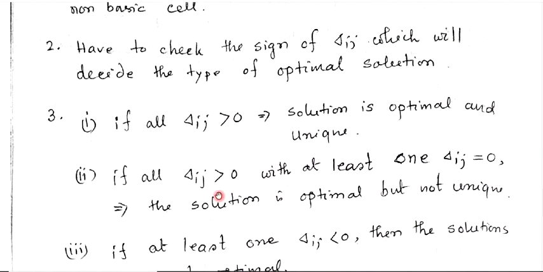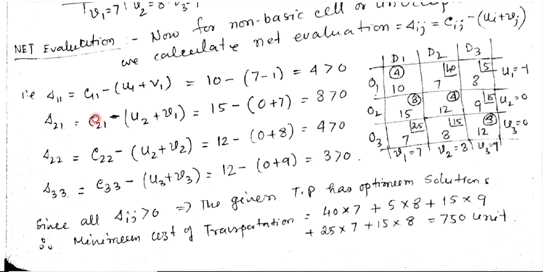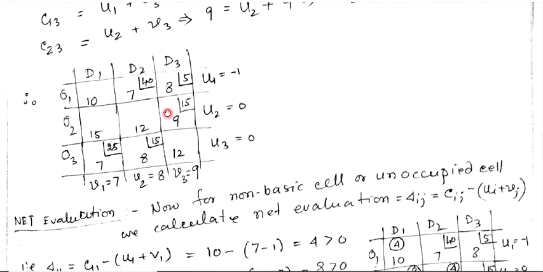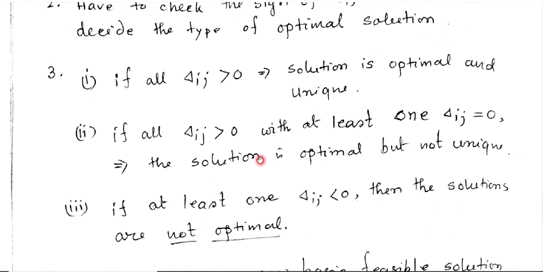But for the second condition, if all del ij are greater than 0 with at least one del ij equal to 0, that means if three are greater than 0 and this one is equal to 0, then the solution is optimal but not unique. Not unique means there may be another allocation. Here we have the allocation in 5 cells. If one del ij equals 0, there is an option that another allocation may exist. Maybe this allocation may be here, or this allocation may be here, like that. So the solution is optimal but not unique. More than one basic feasible solution exists.